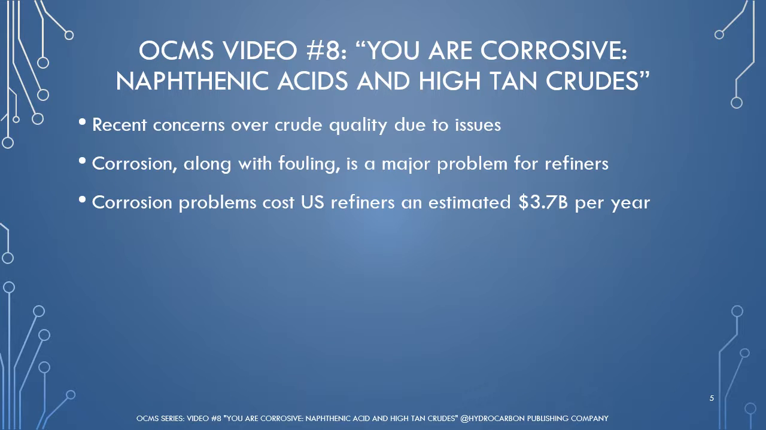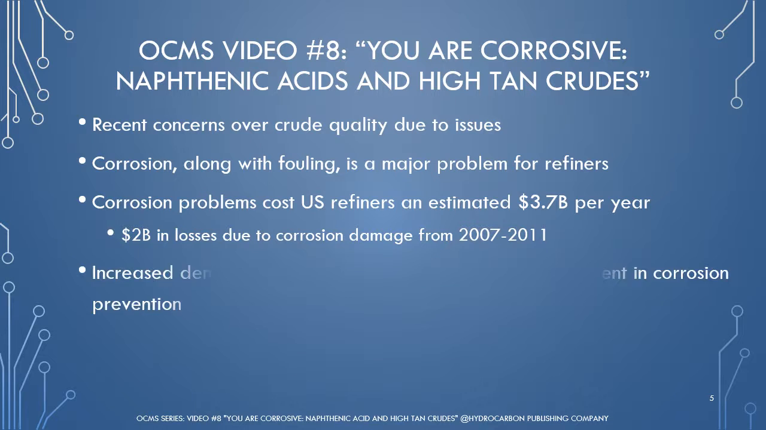According to the 100 largest losses by Marsh & McLennan companies, the refining industry suffered $2 billion worth of losses related to corrosion damage alone over the 5-year period from 2007 to 2011. These problems have led to an increase in demand for corrosion inhibitors in the United States, which is expected to increase to a demand worth $2.5 billion by 2020.